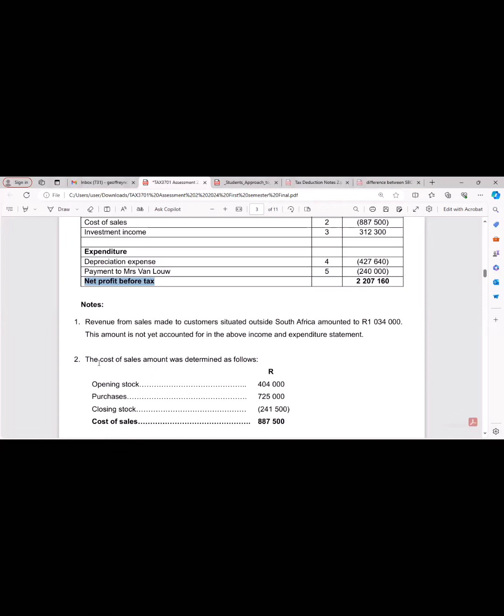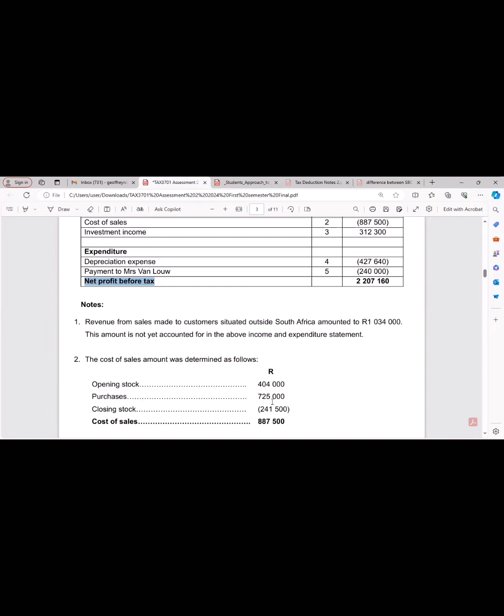Note 2 is saying the cost of sales amount was determined as follows. You know from your accounting what makes up cost of sales: opening stock plus purchases less closing stock, then you get your cost of sales. But for tax purposes, you need to open up that cost of sales and deal with the items making up cost of sales. When it comes to opening stock, you deduct. Then purchases, you also deduct.